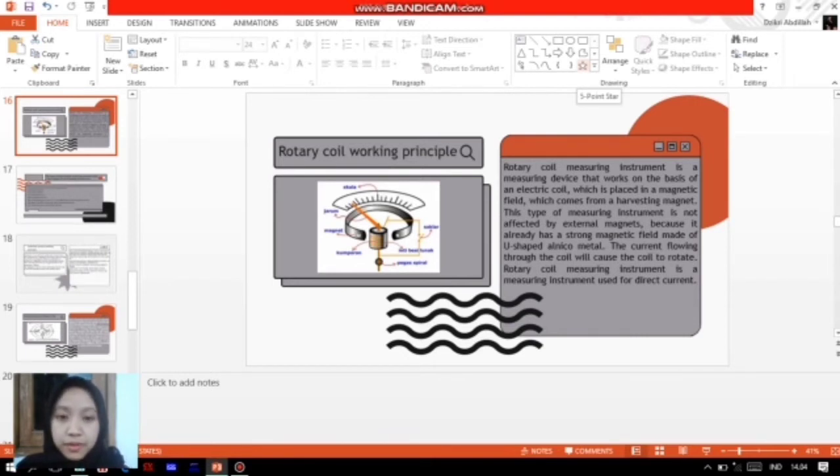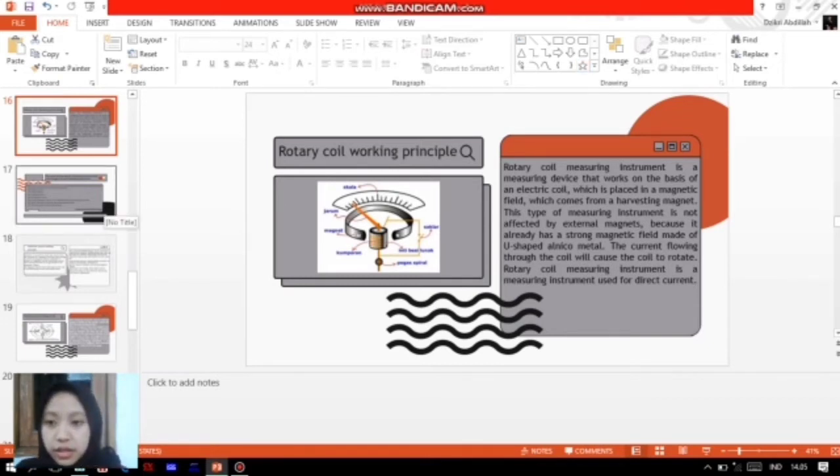Rotary coil working principle. A rotary coil measuring instrument is a measuring device that works on the basis of an electric coil which is placed in a magnetic field that comes from a permanent magnet. This type of measuring instrument is not affected by external magnets because it already has a strong magnetic field made of a U-shaped alnico magnet. The current flowing through the coil will cause the coil to rotate. A rotary coil measuring instrument is used for direct current.